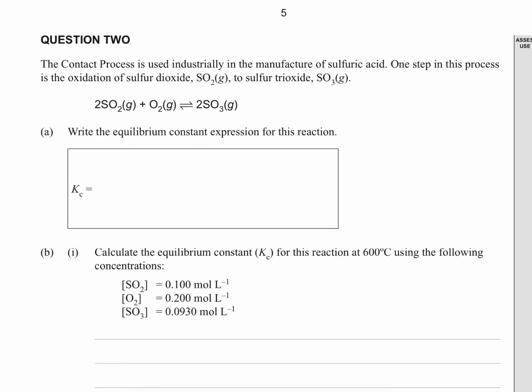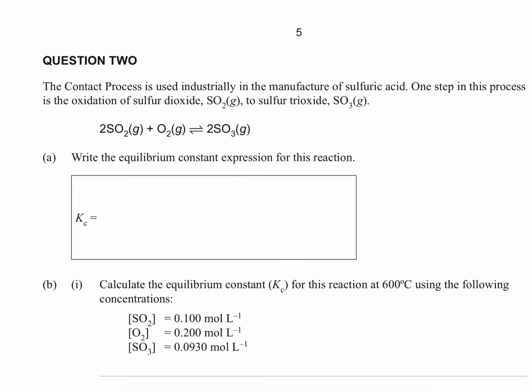For the 2018 chemical reactivity exam for Level 2 chemistry. So question 2, the contact process is used industrially in the manufacture of sulfuric acid. One step in this process is the oxidation of sulfur dioxide, SO2, to sulfur trioxide, SO3. So question A, we have to write the equilibrium constant expression for this reaction.